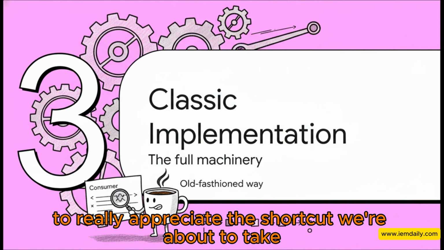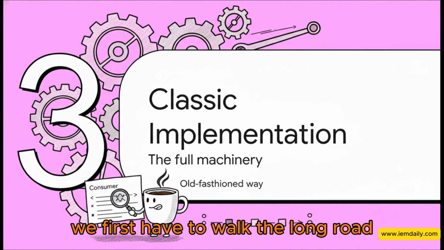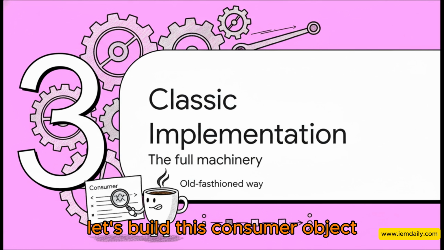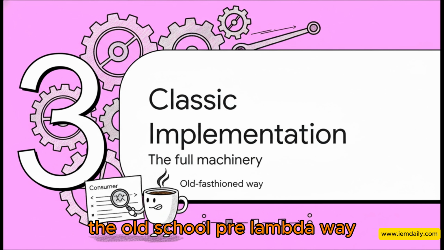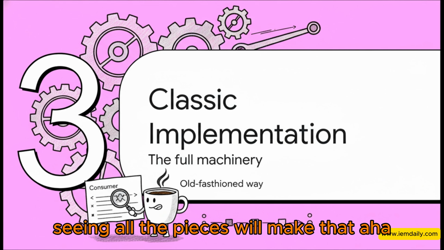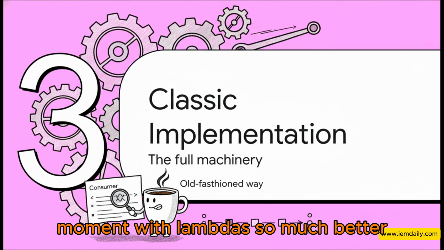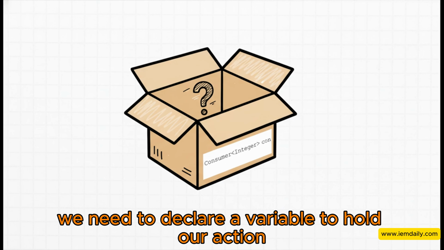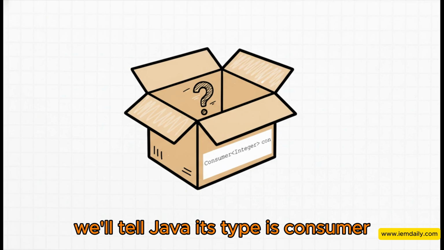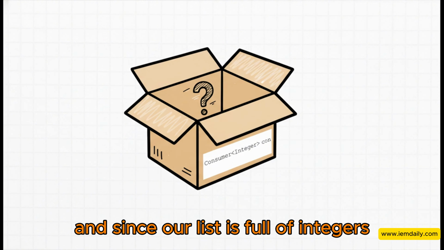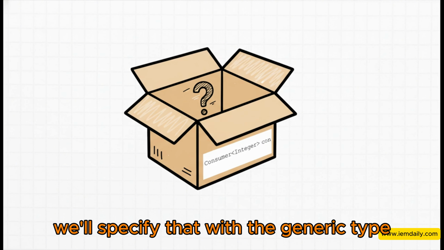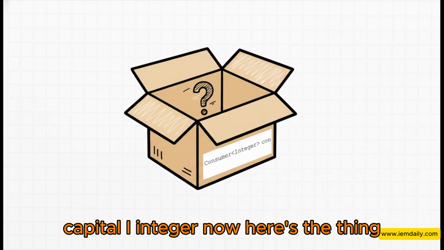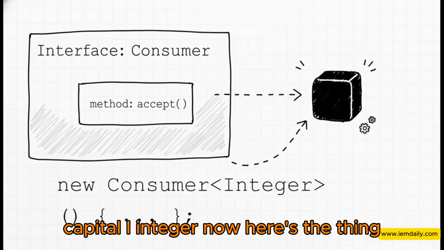Now, to really appreciate the shortcut we're about to take, we first have to walk the long road. Let's build this consumer object the old school, pre-Lambda way. Seeing all the pieces will make that aha moment with Lambdas so much better. Okay, first things first. We need to declare a variable to hold our action. We'll tell Java its type is Consumer, and since our list is full of integers, we'll specify that with the generic type, Integer.